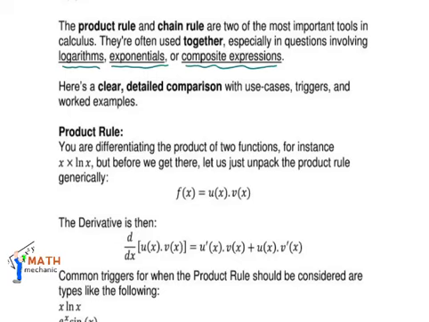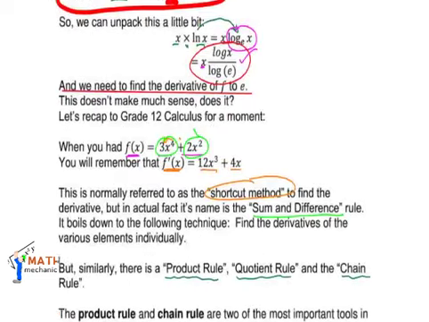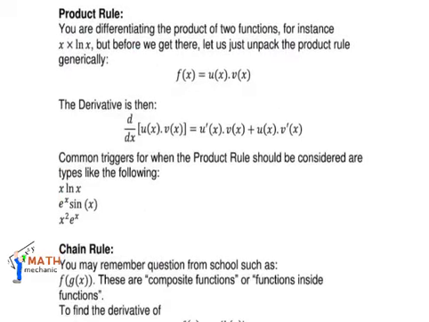So here is a clear, detailed comparison with use cases, triggers, in other words, what to look for to know which of those rules to use, and some worked examples. So this obviously is a very important discussion because this forms the basis of answering that original question. You need to understand this, the product rule, the chain rule, and the quotient rule.